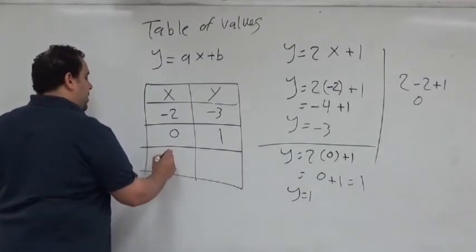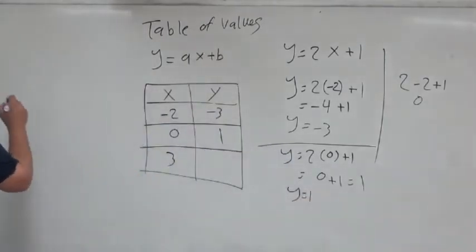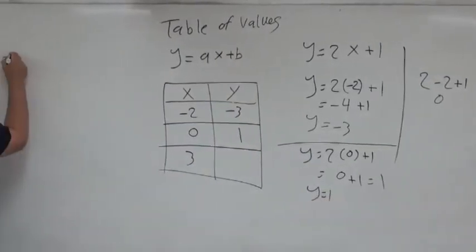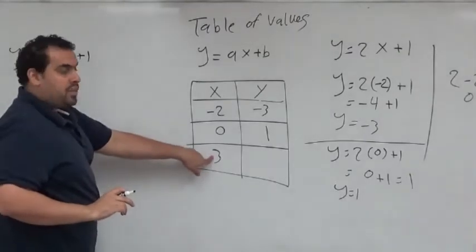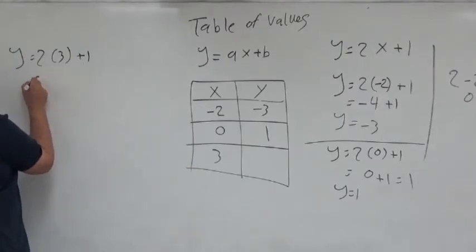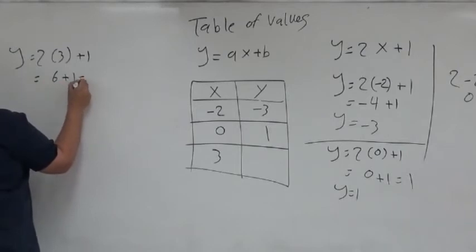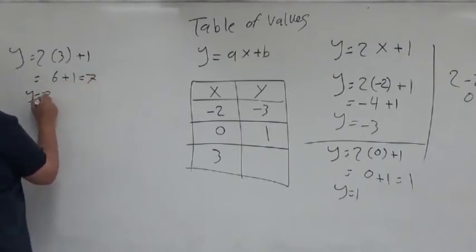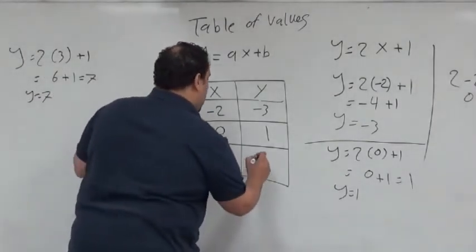Move on. If we have here 3. Same thing, I'm writing my equation again, y equals 2 times parentheses instead of x, plus 1. The x value here is 3. I'm replacing x with the value. Then I finish solving the equation. 2 times 3, positive times positive is positive. Then 2 times 3 is 6, then plus 1. In the end that gives you 7. So y will be equal to 7. So when the x value was 3, the y value came as 7. So here, x is 3, y is 7.